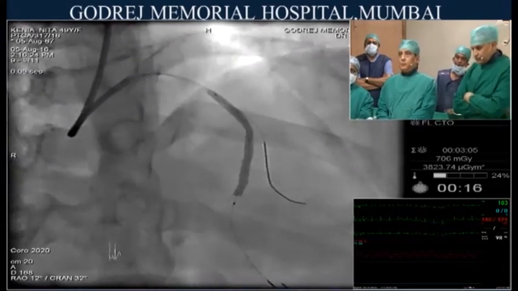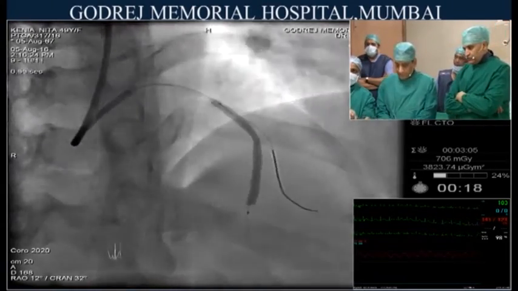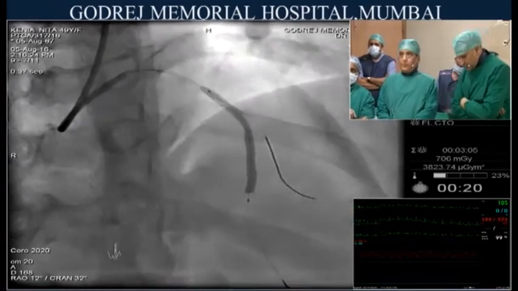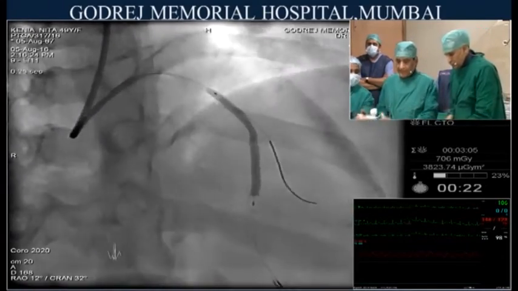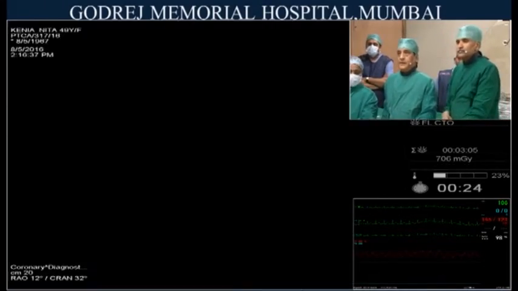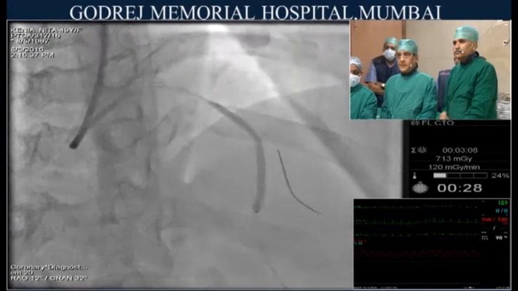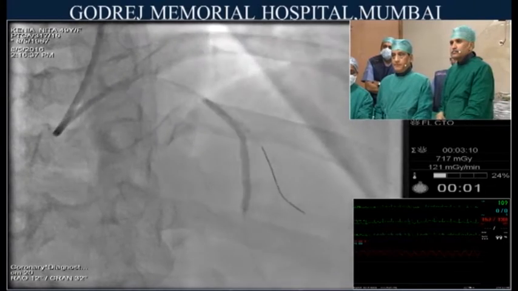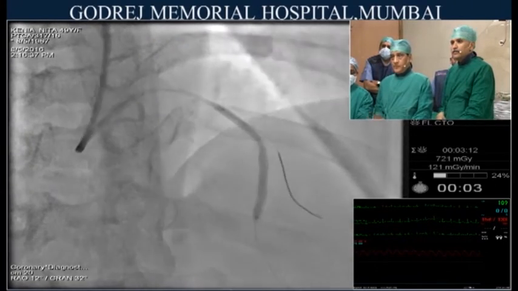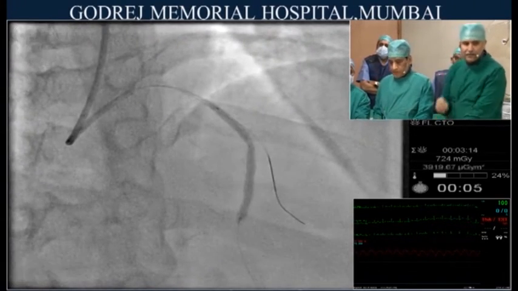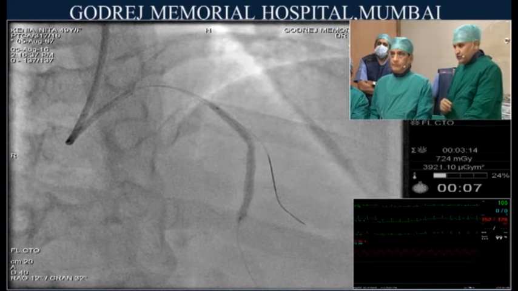I think we can just post dilate with the 2.5 balloon we have. Go once again. We usually go 2 times. The idea is the second time you have a little better expansion of the stent against the resistance of the lesion. Yeah, I agree, I always go twice as well, especially with these delivery balloons that are very semi-compliant and compliant.